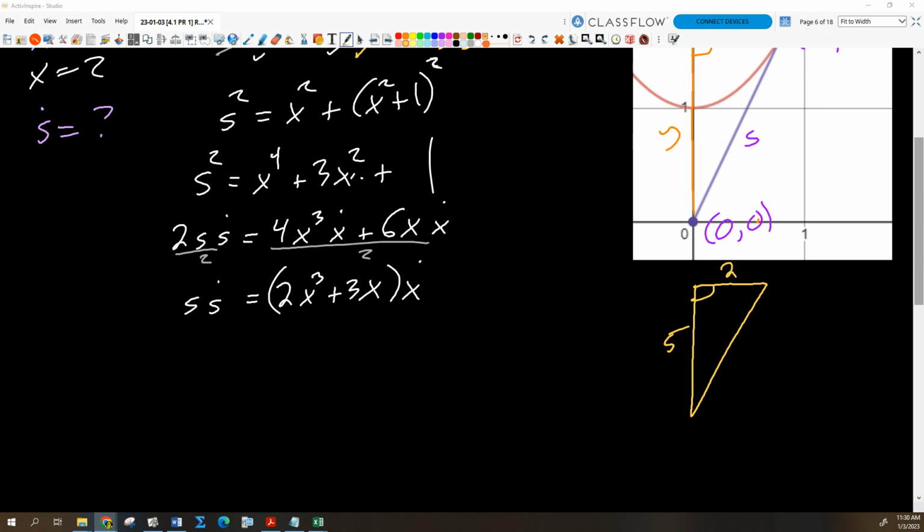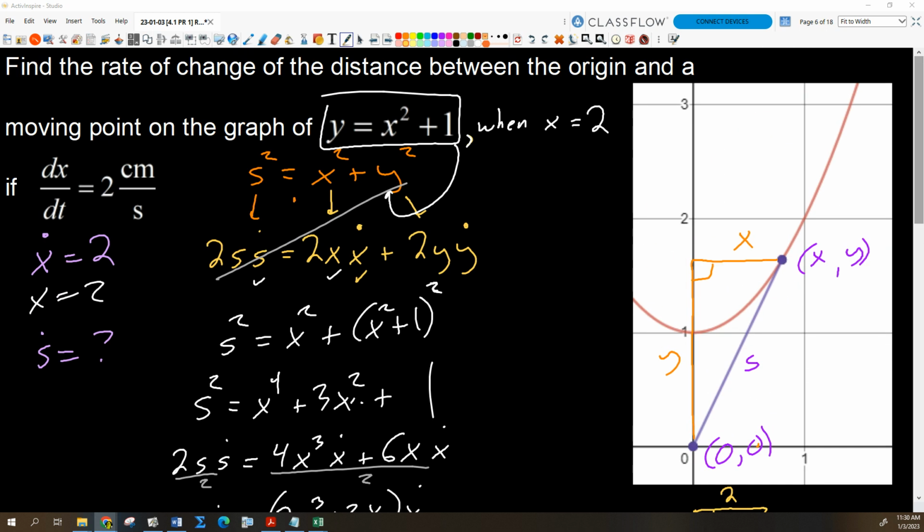Square root of 29. Good. Everybody get that? Okay. So one thing we could do is we could just go up to our list of snapshot values and add s is the square root of 29, and now we got everything.